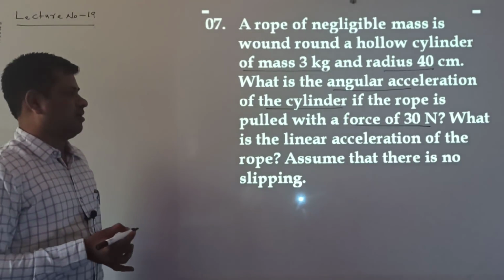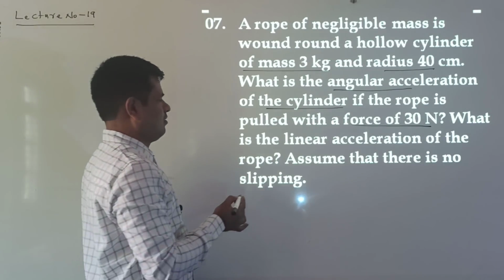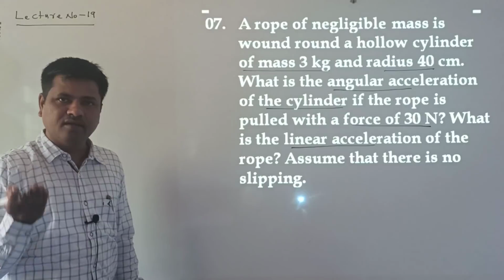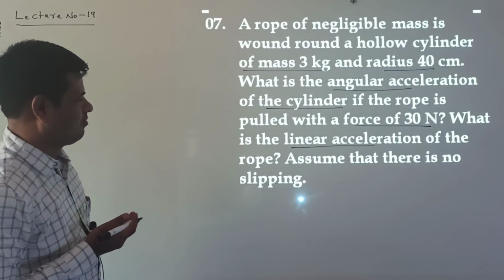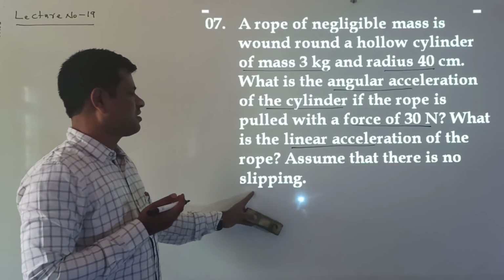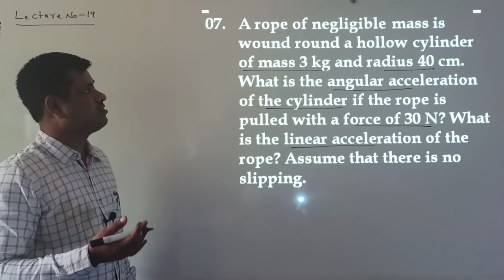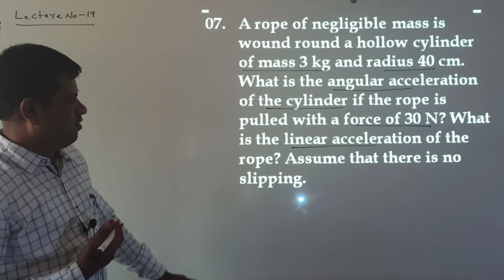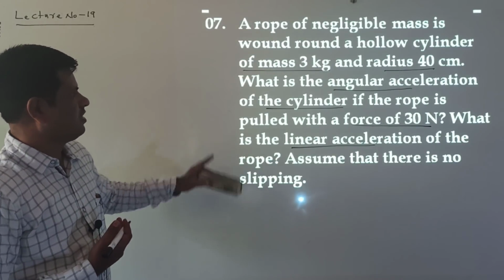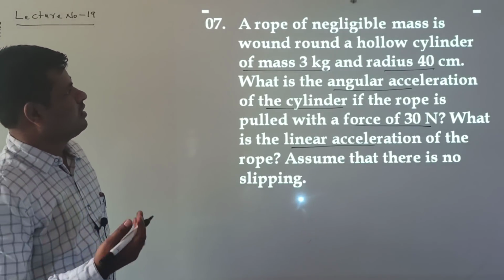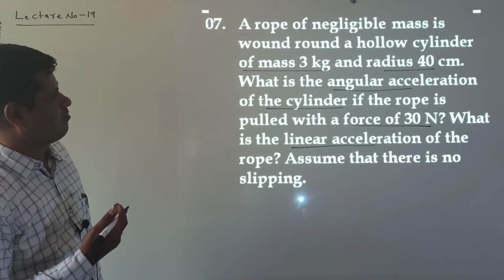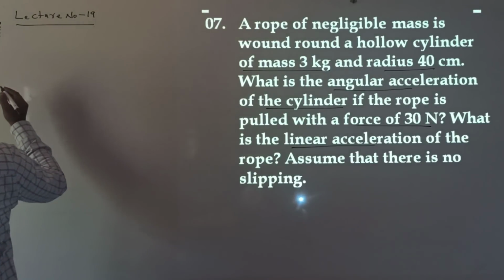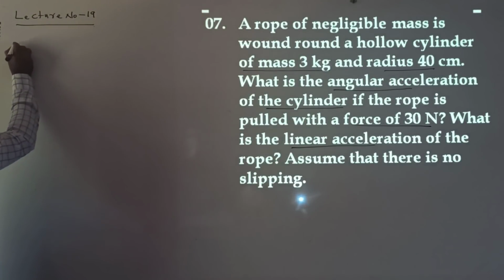What is the net linear acceleration of the rope? Linear acceleration is also asked. Angular acceleration and linear acceleration are both asked in the problem. Assume that there is no slipping. No slipping means only rotation is considered here. The rope is of negligible mass, and the hollow cylinder has a mass of 3 kg. First of all, I consider the mass.